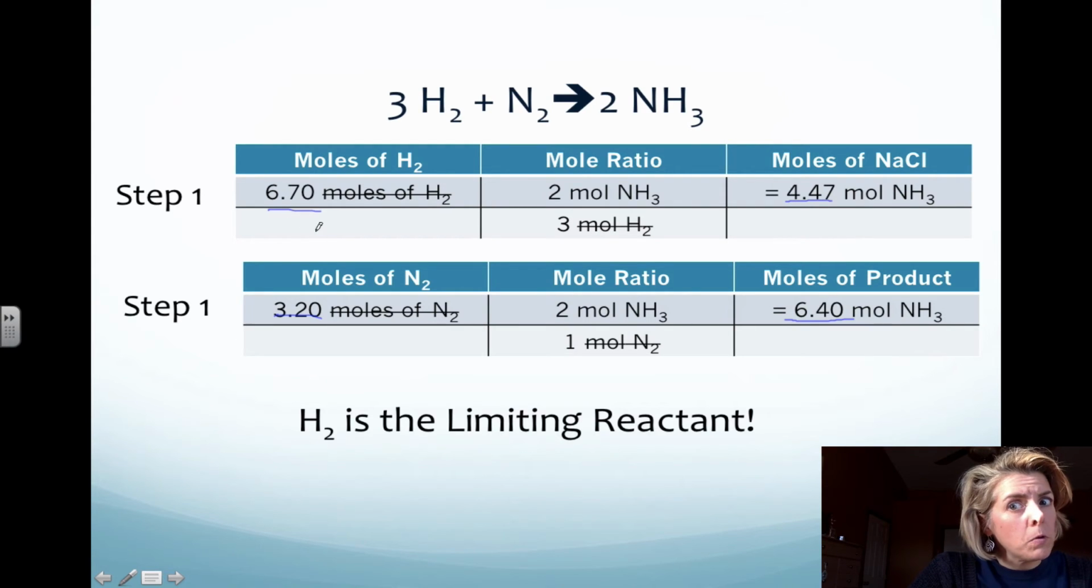So notice that the smaller amount is actually coming from the hydrogen. So don't be fooled. If you see one has a greater mole than the other, do not assume that that is excess, okay? In this situation, it was not. So hydrogen is the limiting reagent because it only produces this much ammonia. The excess is nitrogen, and it produces more ammonia.